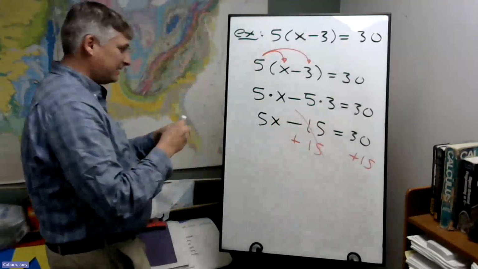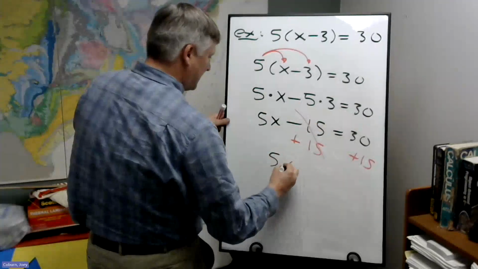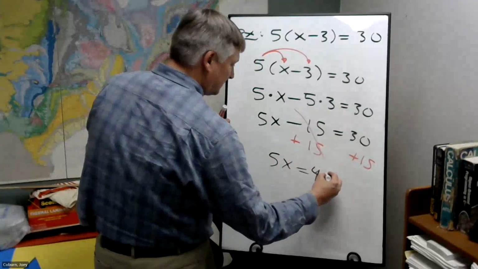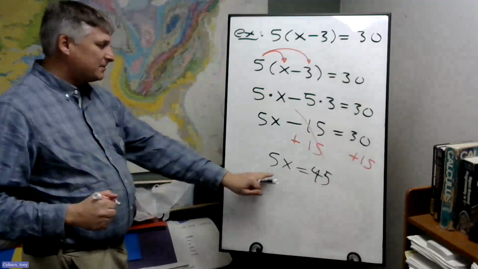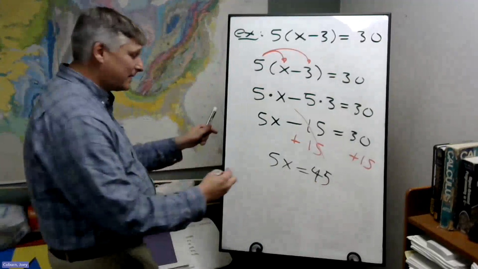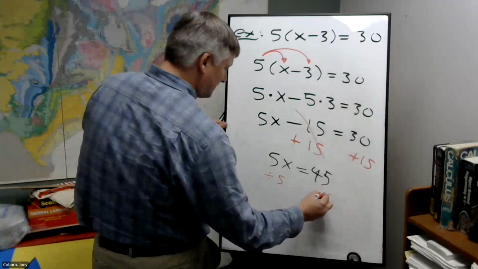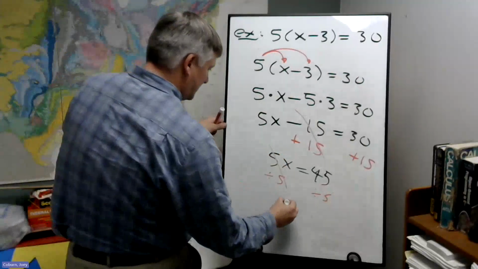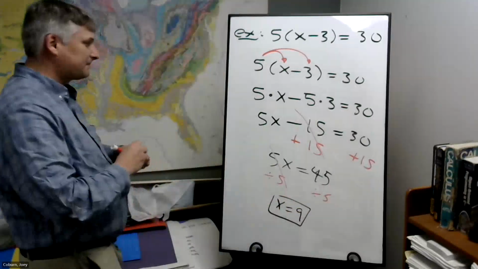Now that gets rid of the minus 15. We get 5x equals, and then 30 plus 15 is 45. Lastly, the opposite of multiplying by 5 is dividing by 5. And then x, again, is equal to 9.